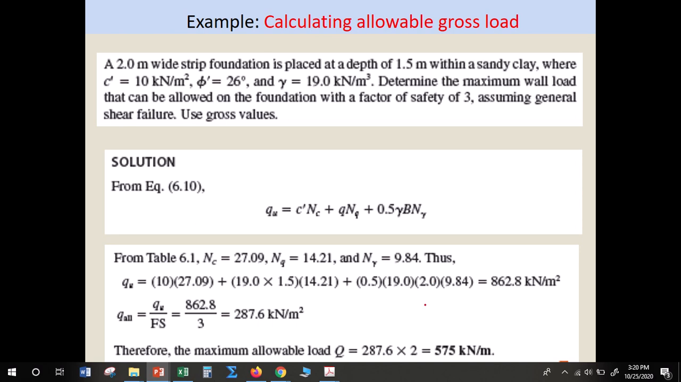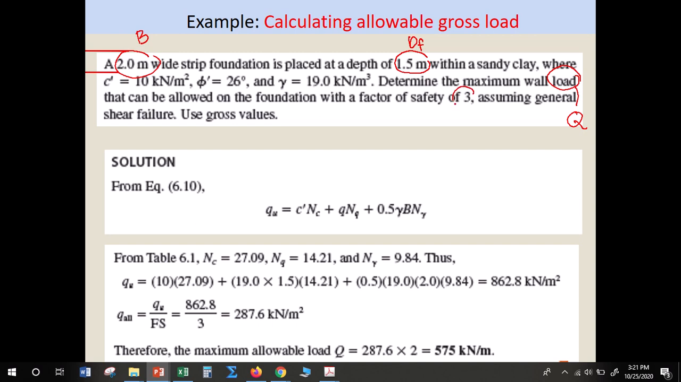So this is an example of the strip foundation. For the strip foundation you can also use the Terzaghi bearing equation. It is placed at a depth of 1.5 meter, so 1.5 meter is DF, and 2 meter is the width B. C is 10 kPa, friction angle is 26, gamma is 19. Determine the maximum wall load, load meaning Q, that can be allowed on the foundation with a factor of safety of 3.